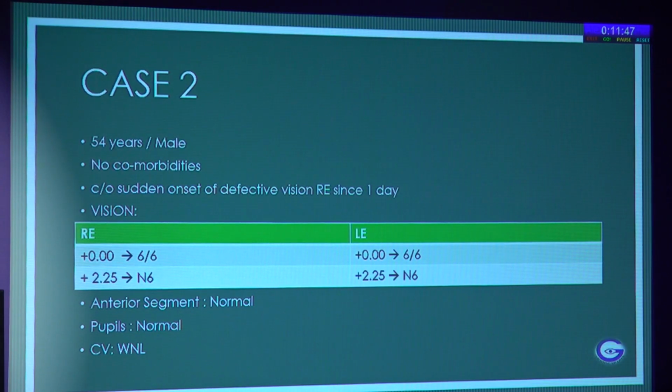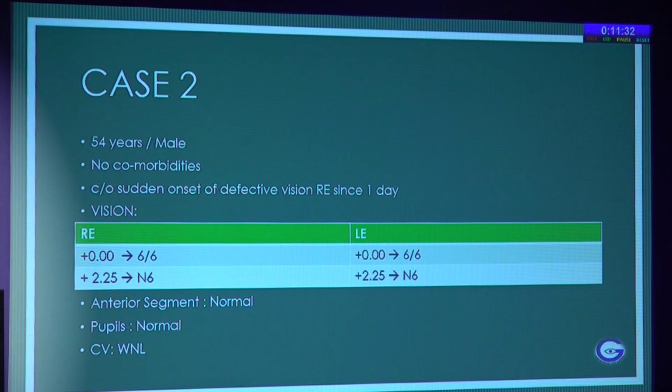Next is another 54-year-old male with no comorbidities at all. But here the complaint is sudden onset of defective vision of the right eye since 1 day. So that history is very important. When you look at vision, it's perfectly normal, 6/6 and 6/6. Anterior segment is normal, pupils are normal, color vision is within normal limits.